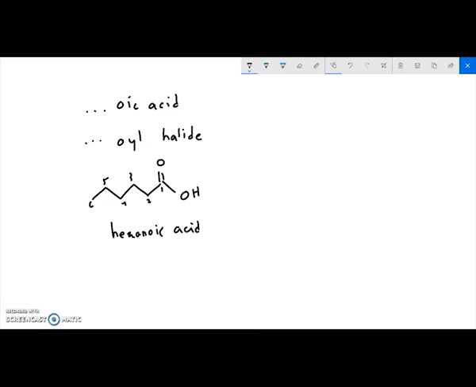Now, if we replace the OH with something else, with a halogen, let's say we're going to replace it with a chlorine, therefore we're going to change the oic acid into the oyl halide compound. So the name will become hexanoyl chloride.